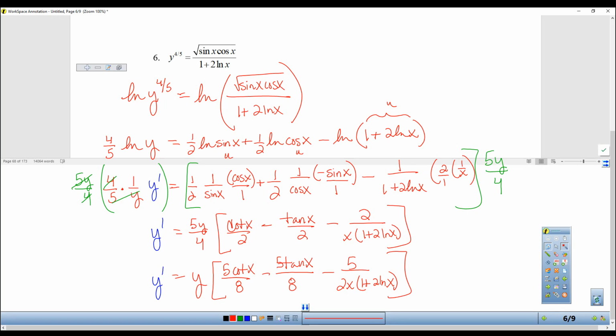It's an awful problem, but it is still so much better than trying to use product rule and quotient rule with that, in my opinion. So keep logarithmic differentiation in mind as a way to tackle a really challenging problem. It did make it simpler, believe it or not.